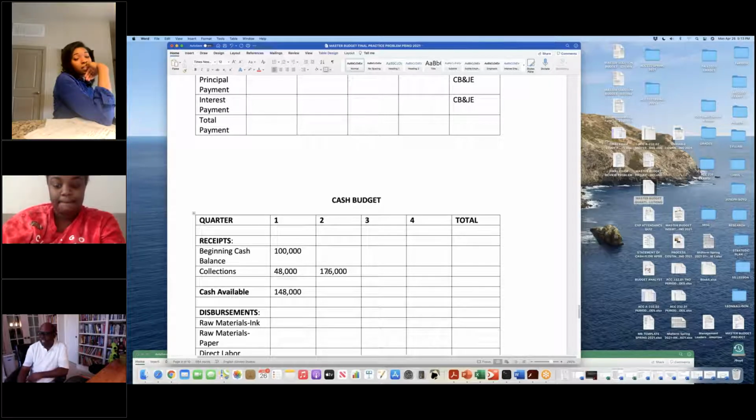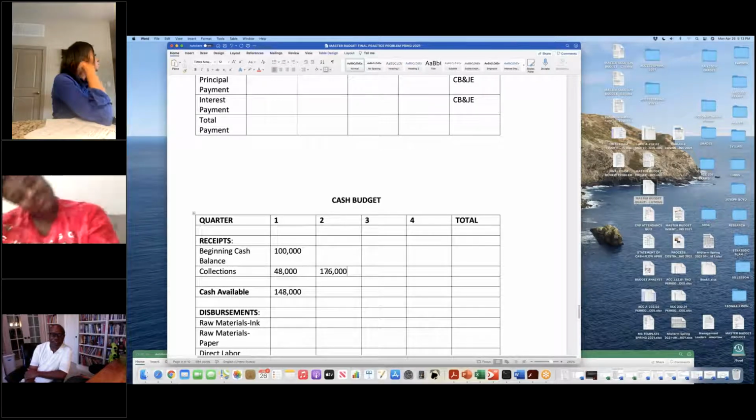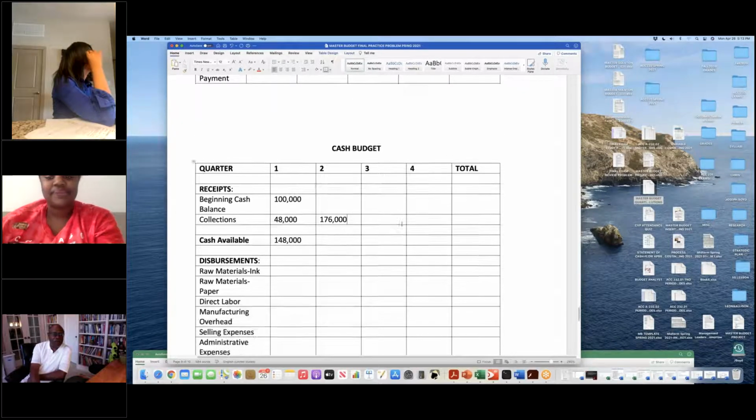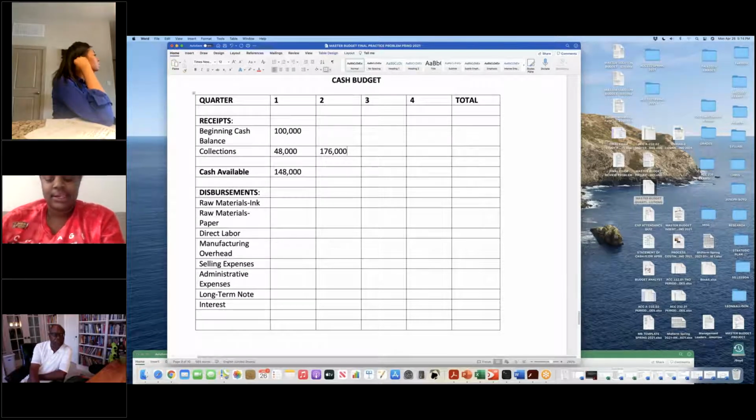Does everybody think they can do that now? They'll be able to do it on Wednesday. Can everybody get this far on Wednesday by themselves? I think so. Let's do quarter three just to make sure. You all are going to do quarter three and four tonight and send it in. But we got to get down here.